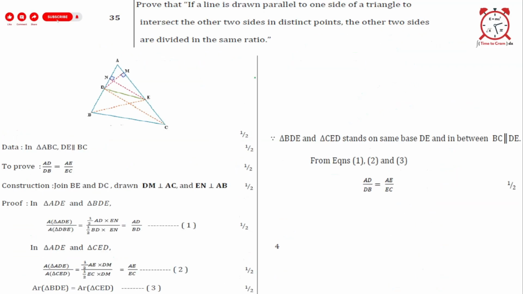Next question, question number 35. Prove that if a line is drawn parallel to one side of a triangle to intersect the other two sides in distinct points, the other two sides are divided in the same ratio. This is the BPT theorem. We also identify this theorem as the Thales theorem. All the steps are written well here. This theorem was also discussed in the previous videos.